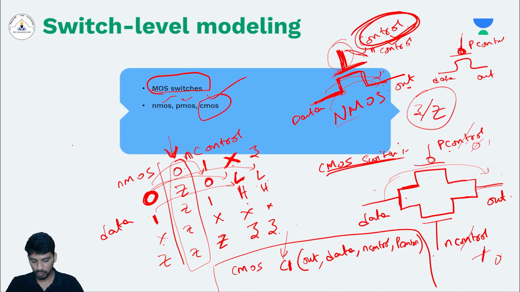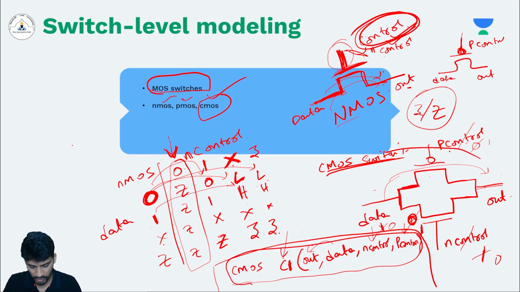So this output will be data only when N control is 1 and P control is 0. Usually the N control and P control are complement to each other. If N control is 1, obviously the P control will be 0. Similarly, if N control is 0, then your P control will be 1. So they are complement to each other and you can write the CMOS with this syntax.